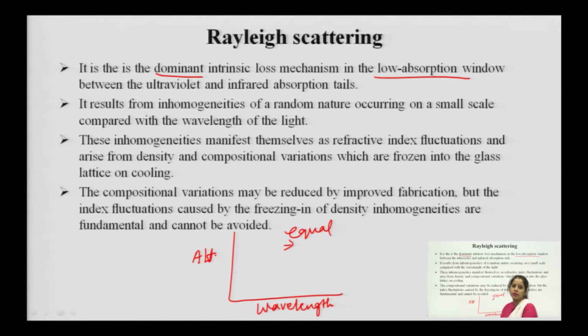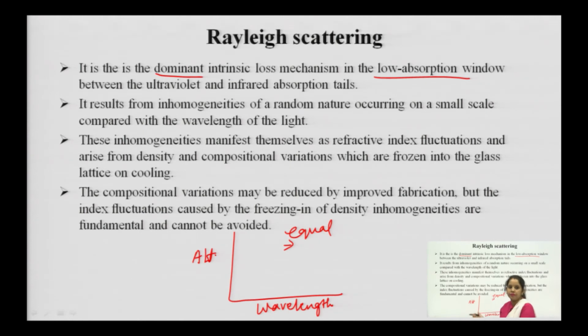So, before selecting any frequency, any band for optical communication, first of all we have to check in which window it lies. If it lies in the higher range of attenuation, then we should not accept that, and if it lies in the lower range of attenuation, then only we will use it for optical communication. So, Rayleigh scattering is a dominant intrinsic loss mechanism in the low absorption window.